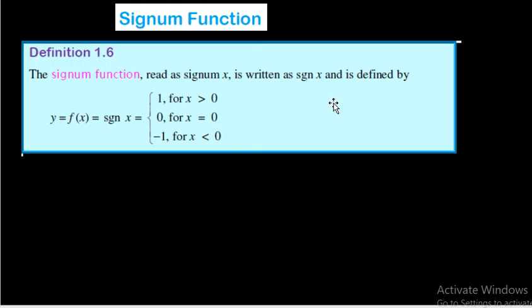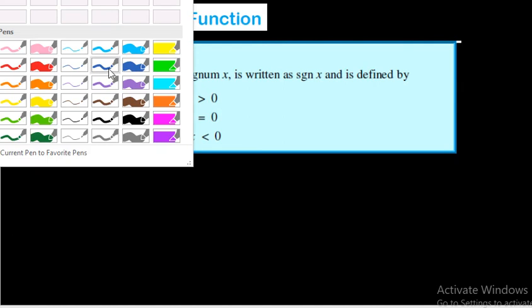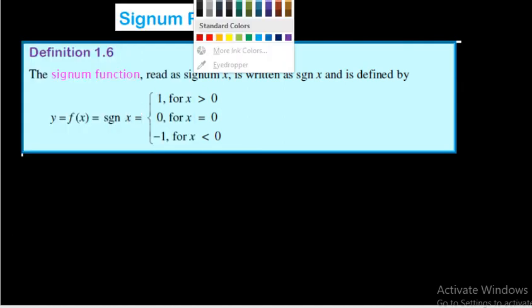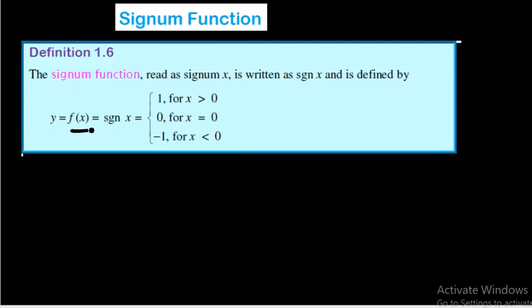Hello and welcome everyone. In this video, we are going to discuss the signum function. The signum function is a special type of function which is defined by f of x equal to signum of x. It has three possible outcomes: 1, 0 or -1.